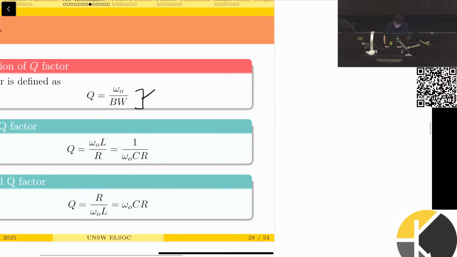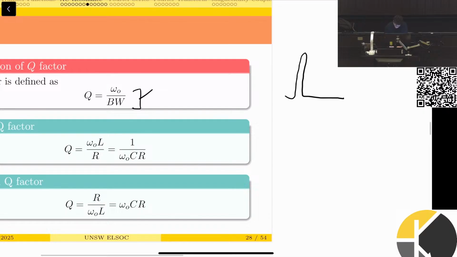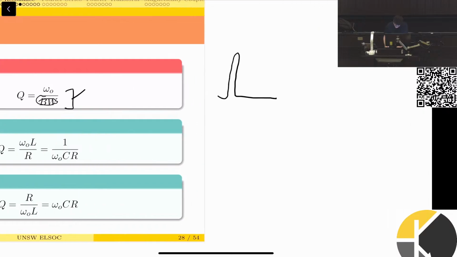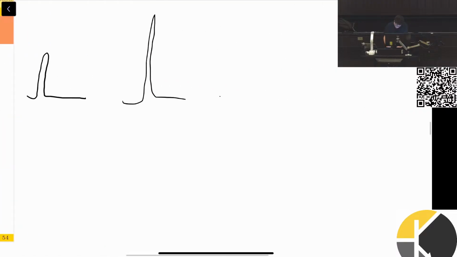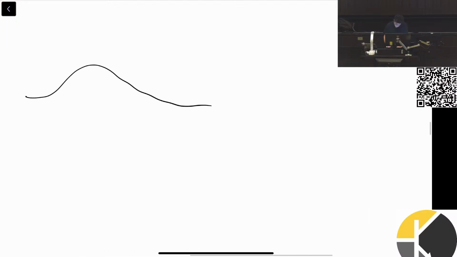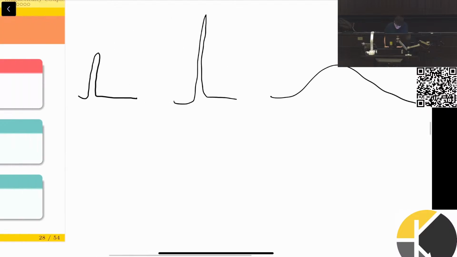So if we have a very small bandwidth, we're going to have a very large Q factor. So this is a very small bandwidth, so we're going to get it like that. Or we can get ones with smaller Q factors that look more like that, right? So this would be a small Q factor, and this would be a large Q factor.